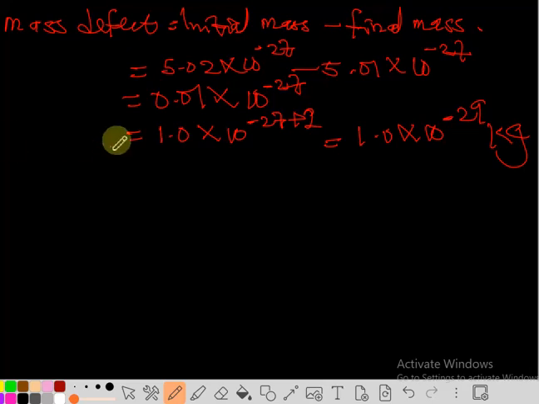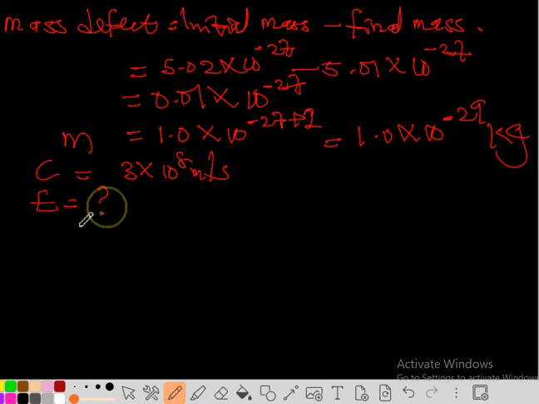And the mass now is 1.0 times 10 raised to the power minus 29, and the speed of light c is 3 times 10 raised to the power 8 meters per second. Then we have to calculate the energy released during the process. So therefore, the energy from the Einstein equation is mc squared.